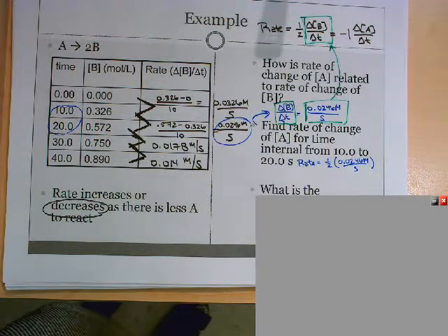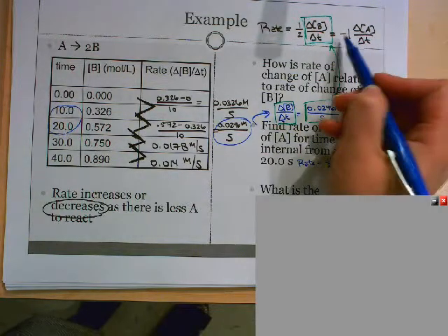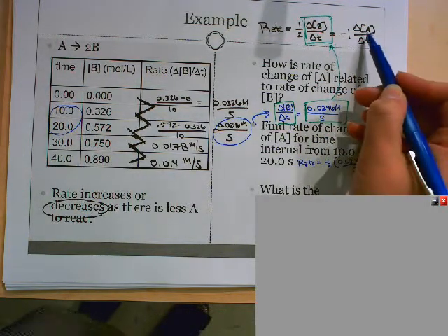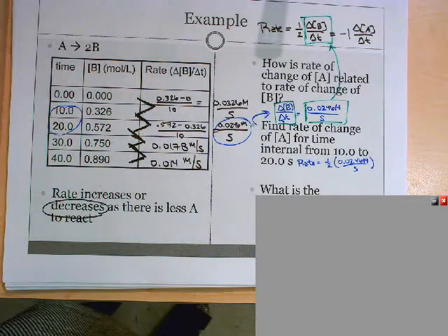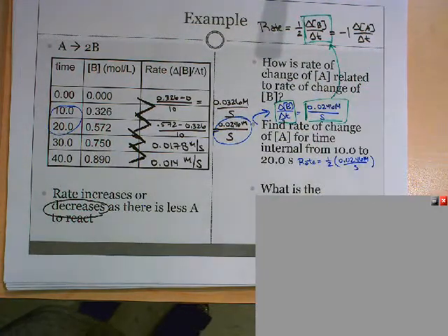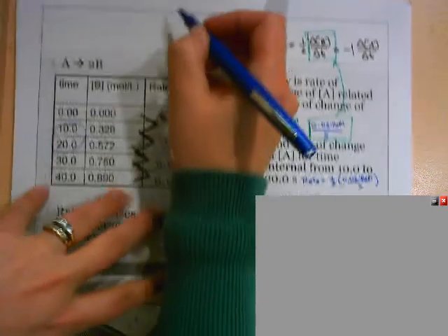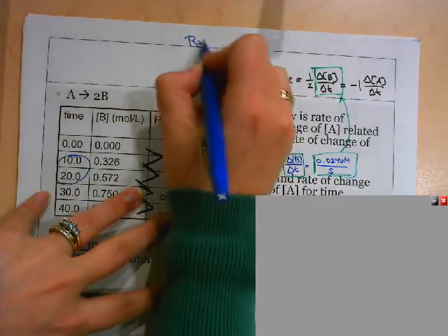No, rates are always positive. Rates always have to be positive. The only reason I have a negative sign in there is because if I looked at A final minus initial, it would be less. The concentration change would be negative. And so I'm using the -1 to undo that negative sign. Let me just go ahead and write that up here. It's so important.